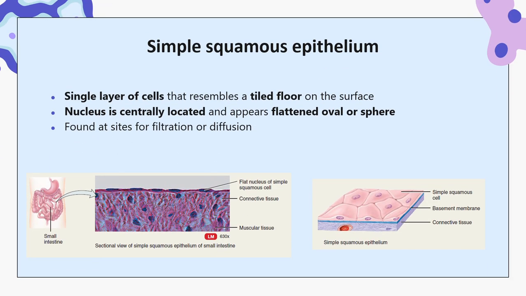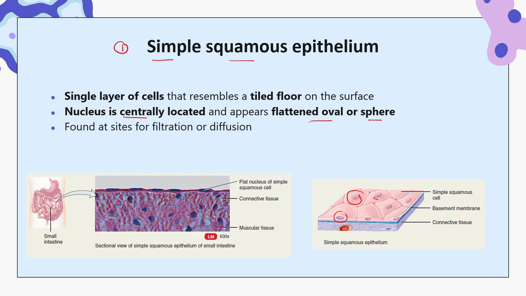So first is the simple squamous epithelial tissue. Simple means a single layer of cells, and squamous means tile-like cells are present on the basement membrane, correct? In simple squamous epithelial tissue, the nucleus is present in the center of the cell and the nucleus is flattened, oval or spear in shape. You can see in the diagram the nucleus is at the center of the cell and it is oval or flattened spear in shape.